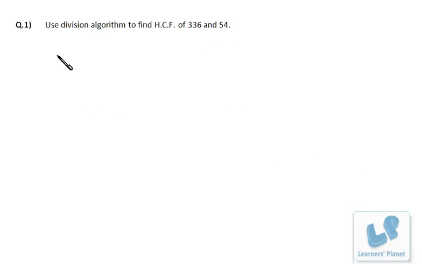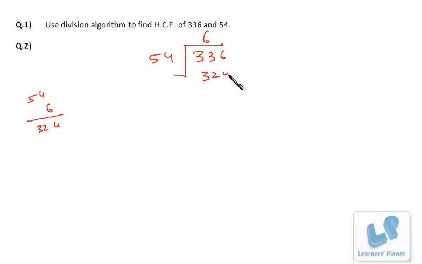Now, use the division algorithm to find the HCF of 336 and 54. That means we have to use Euclid's method to find the HCF of these two numbers. Now, what's the first step? Divide the bigger number by the smaller number till we get 0 as remainder, right? So, we divide 336 by 54. It will be 6 times. 54 into 6, we got 324. So 12 as remainder. That means the remainder is not 0. That means the HCF of 54 and 336 is not 54.